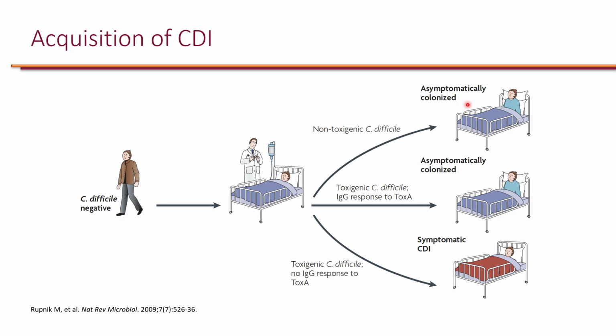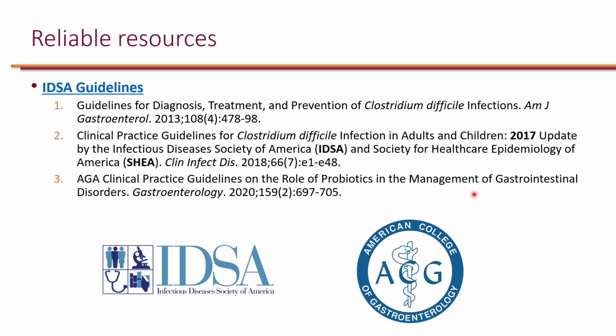diff will not produce toxins. So these patients will be asymptomatically colonized with C. diff. And then there are patients who will be colonized with toxigenic C. diff, and they will have an immune response to these toxins. And these are patients that will be either symptomatic or asymptomatic. Whether they're symptomatic or asymptomatic depends on the immune system of the patient, so whether their immune system responds to these toxins, or if their immune system does not respond strongly to the toxins.